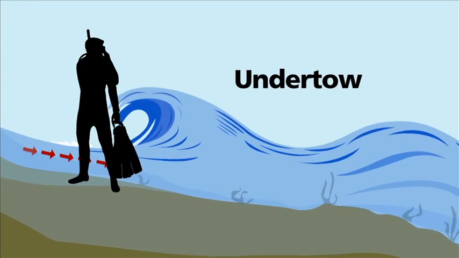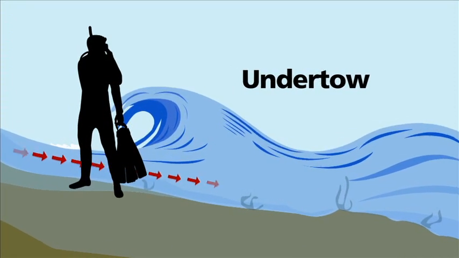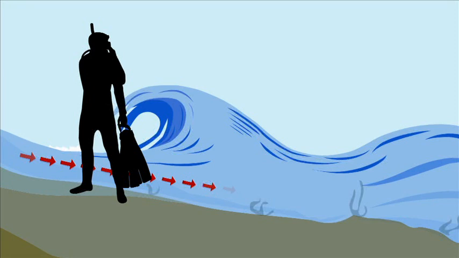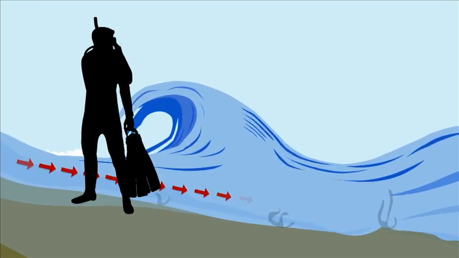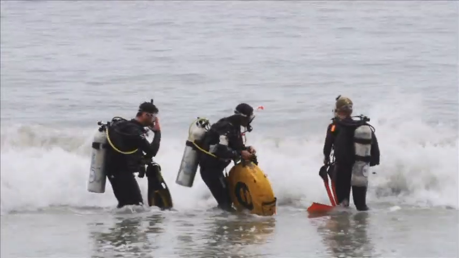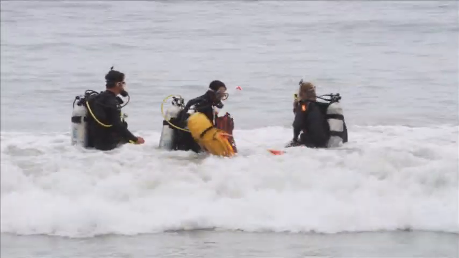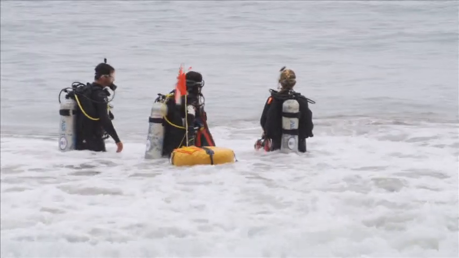Undertow is water from breaking waves flowing back to sea under the incoming waves. The larger the waves and steeper the beach, the stronger the undertow. The main concern is that it can cause you to lose your balance, but in mild surf, it isn't very strong.